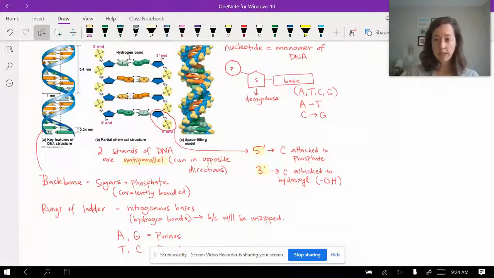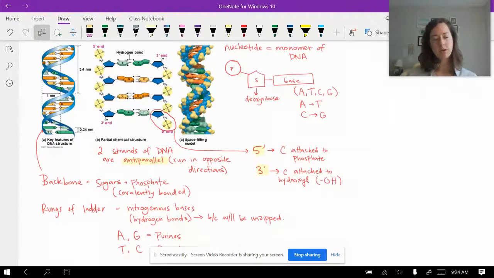So to put it all together, it's a double helix. It's anti-parallel, so you have strands running in opposite directions. 5 prime is attached to the phosphate group. 3 prime is attached to the hydroxyl group. And you have different types of bases. A always goes with T. C always goes with G. A and G are purines, and T and C are pyrimidines. The purines are larger than the pyrimidines.